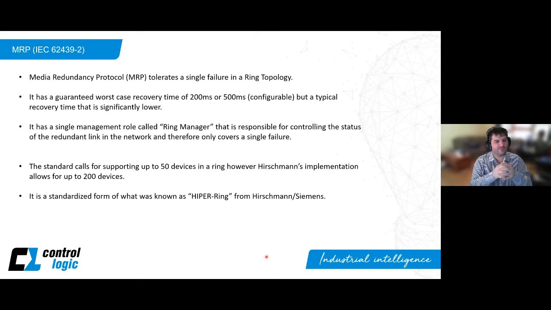The standard calls for up to 50 devices in a ring. So if you had a large scale network that had 50 different positions you needed to put a switch, it would be supported by MRP and not by RSTP. Hirschman's implementation allows for up to 200 devices. This is to bring it in line with the proprietary solution they had previously. And MRP is a standardized version of what was previously known as Hyperring from Hirschman and Siemens in the past.